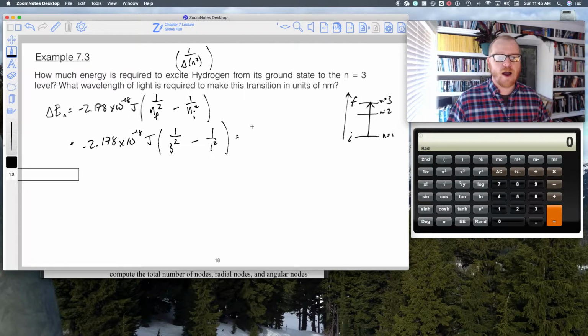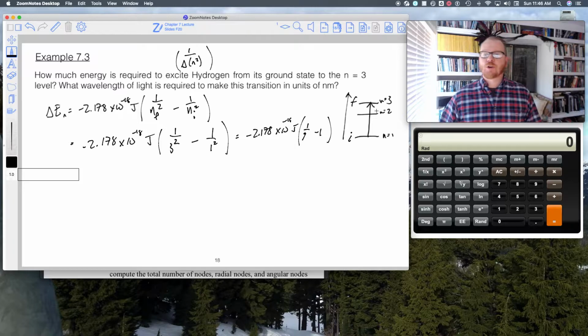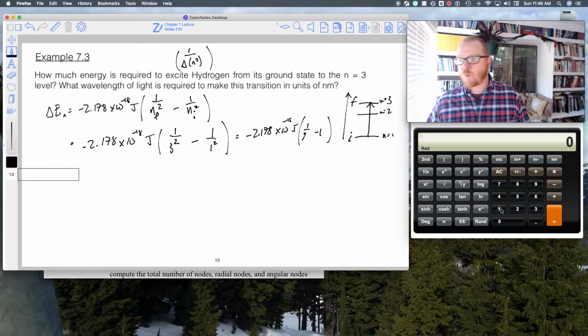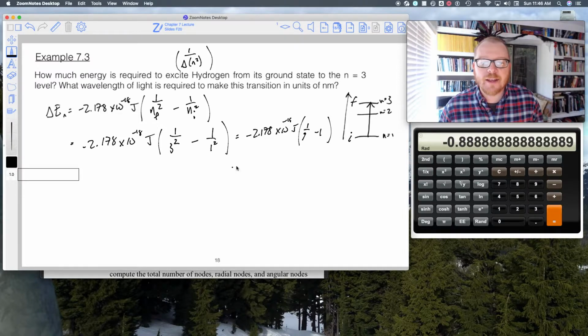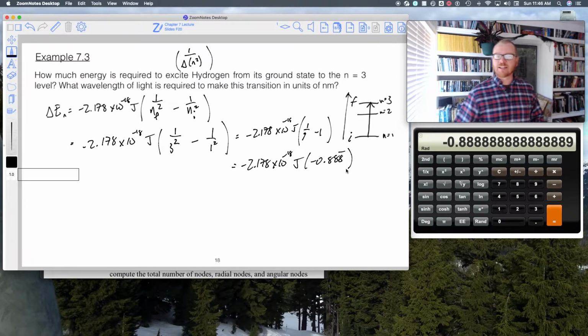And so now, that gives us negative 2.178 times 10 to the minus 18 joules, times 1 over 9 minus 1. Okay? So first what I'm going to do is just say 1 divided by 9 equals, and then minus 1 equals. And so now that gives me negative 2.178 times 10 to the minus 18 joules times negative 0.888 repeating. And I'm just going to leave that in the calculator.